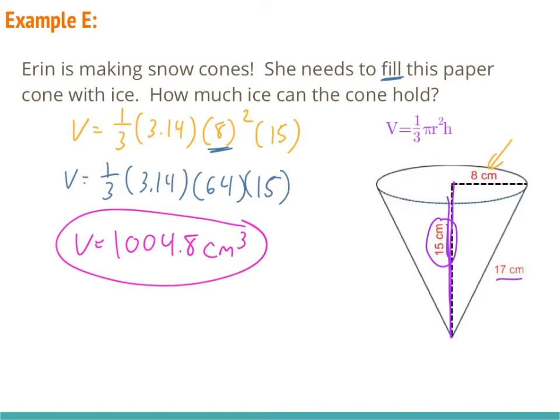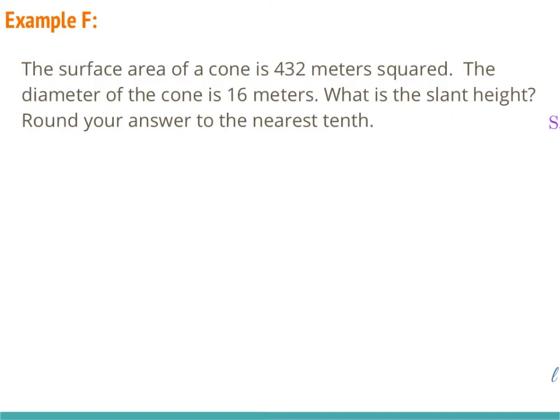Now let's take a look at the last example. So here in our final example, it says the surface area of the cone is 432 meters squared. The diameter of the cone is 16 meters. What is the slant length? Round your answer to the nearest tenth. So we need to remember to round our answer.